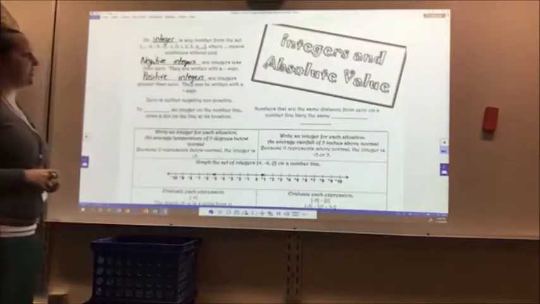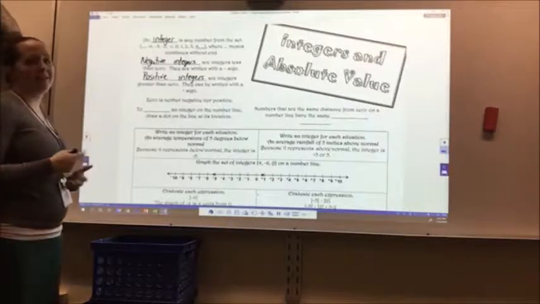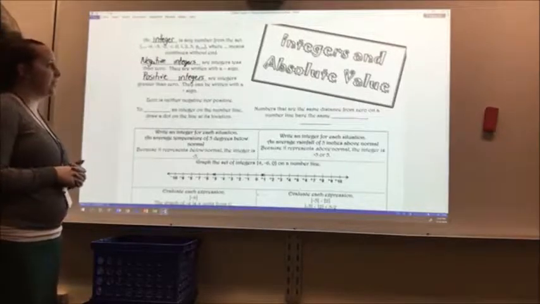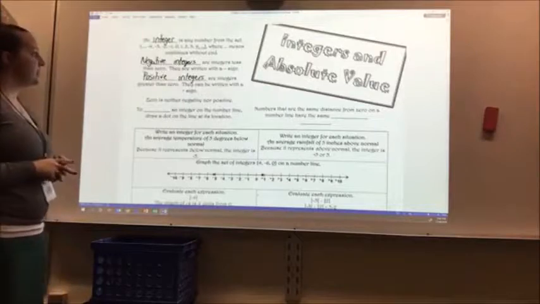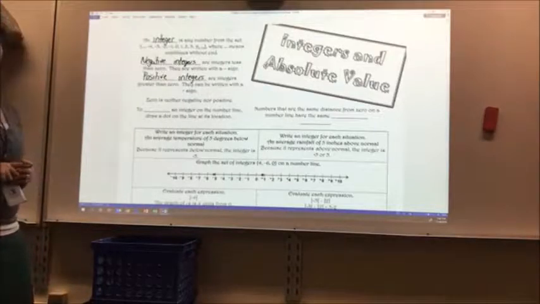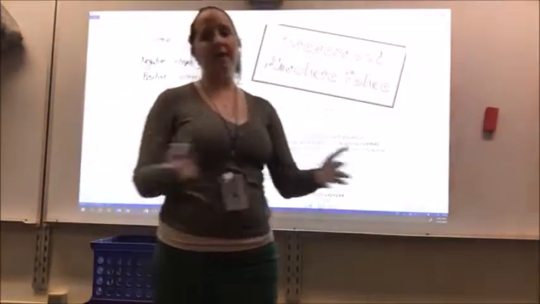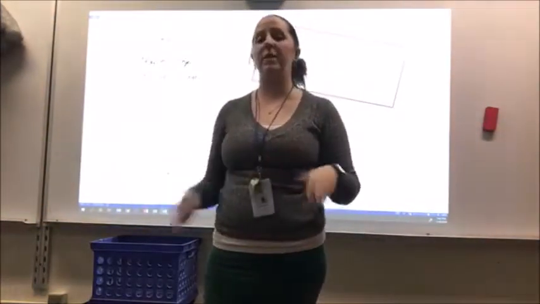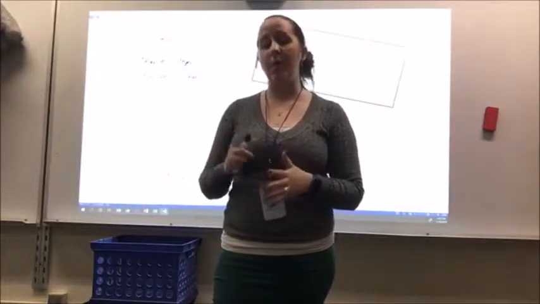So an integer is any number from the set where the ... means continues without end. Negative integers are integers that are less than 0. They are written with a negative sign. Positive integers are integers greater than 0. They can be written with a plus sign. 0 is neither negative nor positive. So when you're looking at a number line, you have all the negative numbers and then all the positive numbers, and then 0 is right in the center. 0 is not negative or positive.